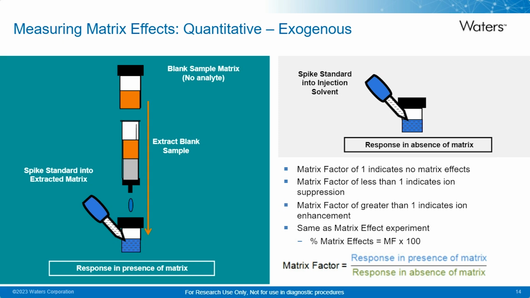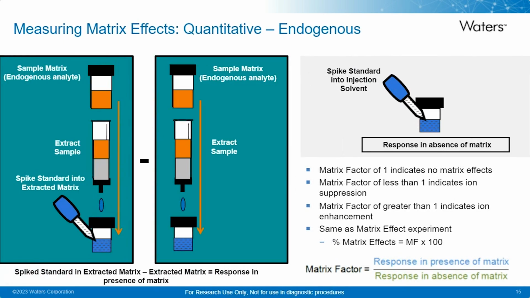And then any values that come back to be less than 1 would indicate that there is some matrix suppression, and a value of greater than 1 would indicate that there is ion enhancement. However, this approach obviously doesn't take into account our endogenous contribution. And so how do we account for this?